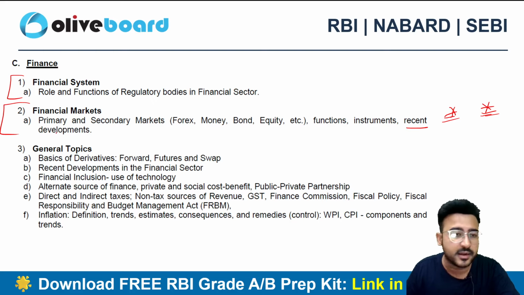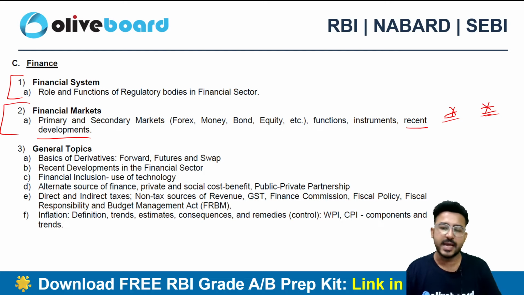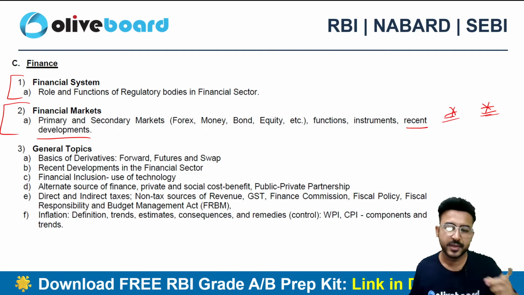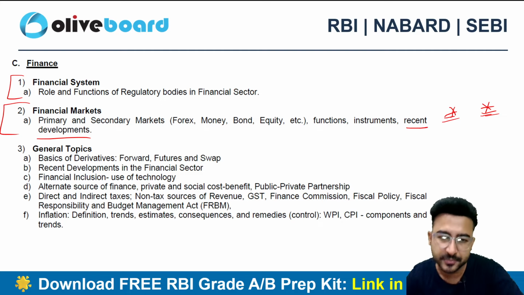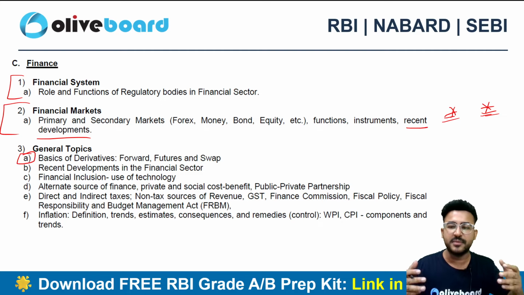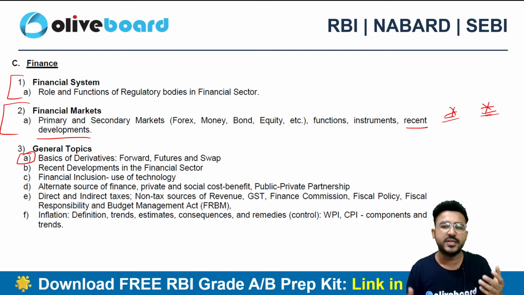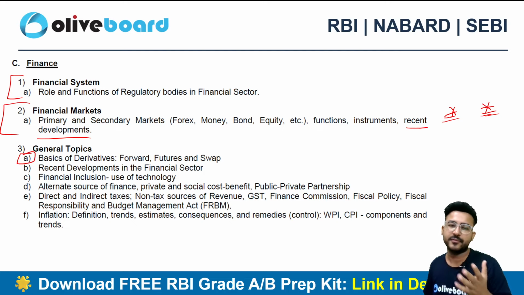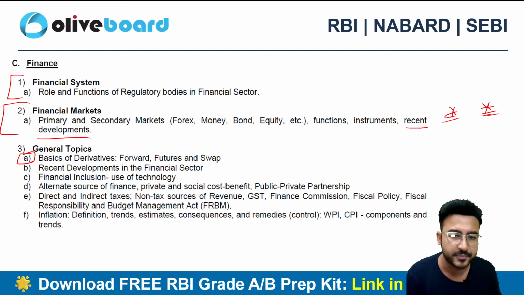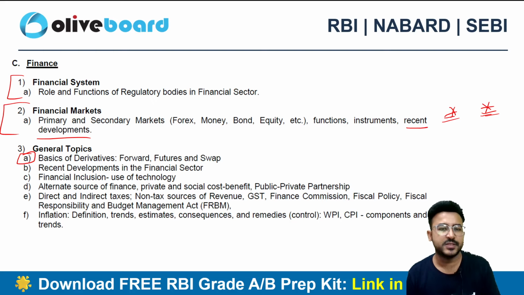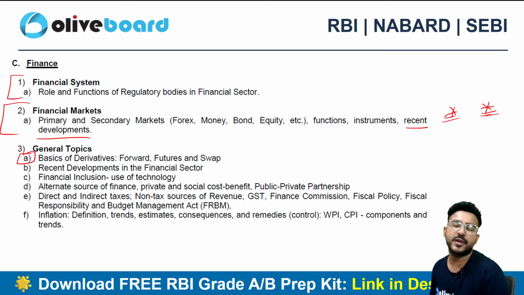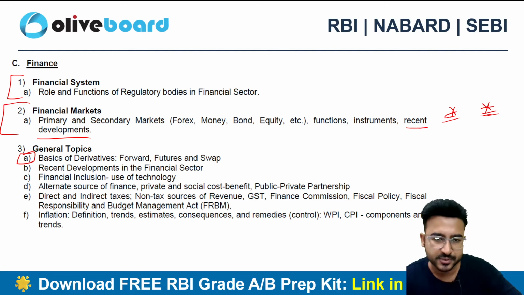So finance current affairs can also be important for your examination. Basically SEBI circulars, whatever things are happening in the financial world, that can be important for your examination from the financial markets. Then there are general topics, and the most important topic here will be derivatives. Why? Because SEBI is bringing a lot of regulations around the topic of derivatives. So forward, future, swap, options, these things you need to know here in the basics of derivatives. Very important chapter. Plus you need to know the recent amendments as well.